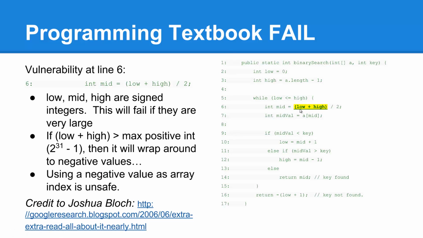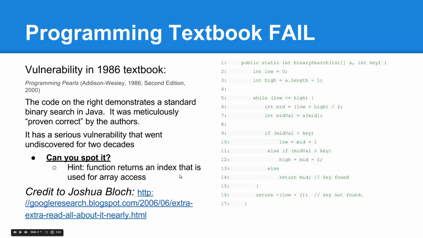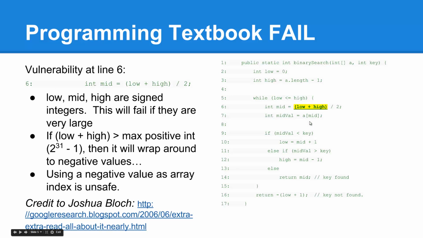So, the answer is that these are signed integers. And if low plus high are very large numbers, this will wrap around to a negative value. And ultimately, at the end, a negative number may be returned. Again, this is used to return an index in an array as a binary search for a value. And if you use a negative index to access an array, that can be unsafe, if not vulnerable, if used in certain settings.